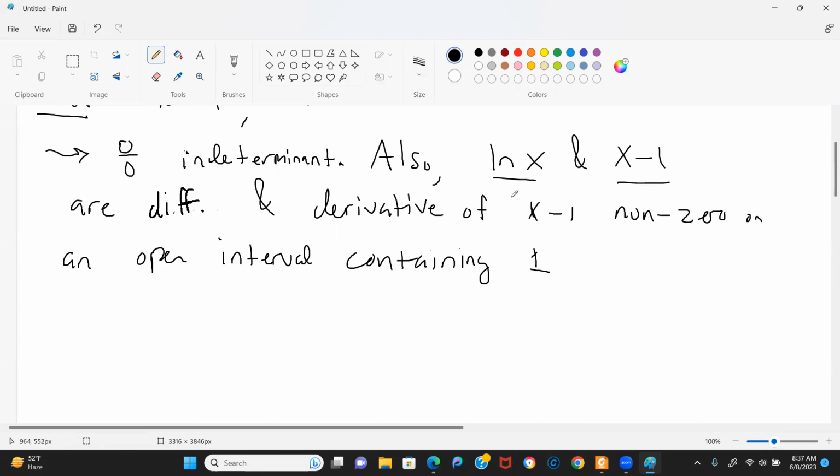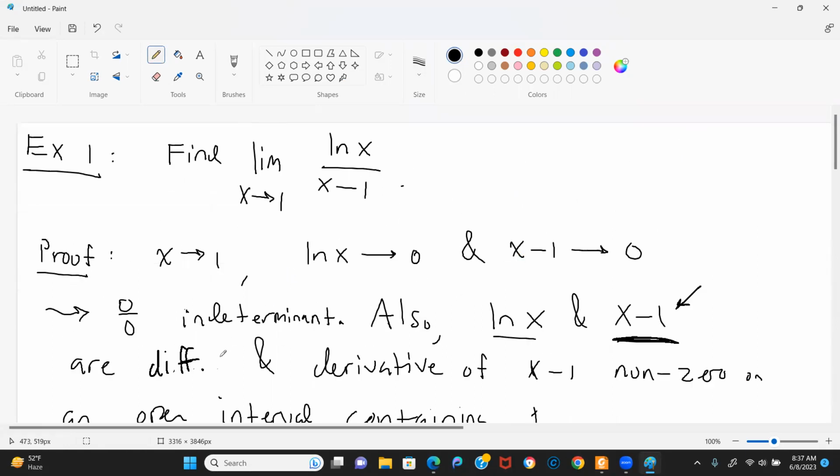And the derivative of the function in the denominator is non-zero on an open interval containing 1, and possibly not at 1, but it's actually non-zero everywhere, because the derivative of this is just going to be 1. So we satisfy all the conditions of L'Hopital's rule, so we're allowed to apply L'Hopital's rule.